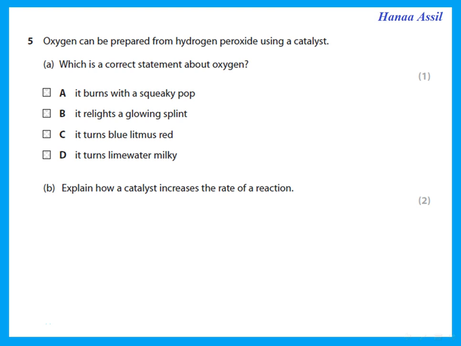Oxygen can be prepared from hydrogen peroxide using a catalyst. What is a correct statement about oxygen? Remember, what was the test for oxygen? It relights a glowing splint. Explain how a catalyst increases the rate of a reaction. Remember, we said the catalyst increases the rate of the reaction because it provides an alternative pathway with lower activation energy. Are we okay with all of this?